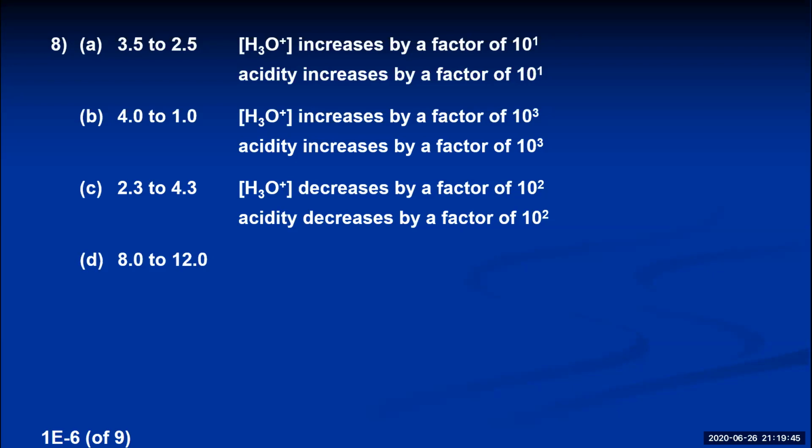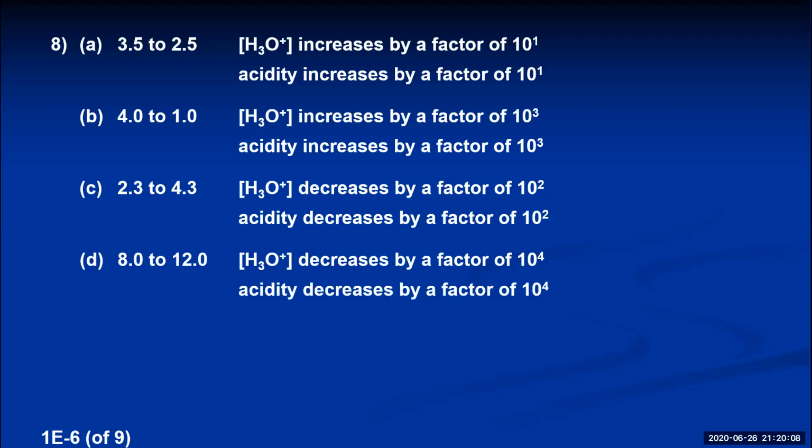If the pH goes from 8 to 12, because it's rising, the solution is becoming more basic, or it's becoming less acidic. And because it's going up 4 pH units, it's decreasing its hydronium ion concentration by a factor of 10 to the fourth. So the hydronium ion concentration decreases by a factor of 10 to the fourth. So we would say the acidity decreases by a factor of 10 to the fourth as well.